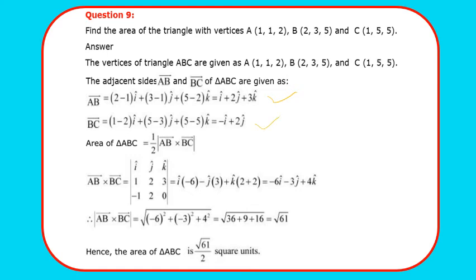Now we know that the area of triangle ABC is equal to half into the magnitude of AB cross BC. So AB cross BC equals determinant ijk 1 2 3 and minus 1 2 0. So expanding we get minus i into minus 6 minus j into 3 plus k into 2 plus 2, that is AB cross BC equals minus 6i minus 3j plus 4k. So the magnitude of AB cross BC equals under root of minus 6 square plus minus 3 square plus 4 square, which is equal to under root 61. Therefore the area of the triangle will be root 61 upon 2 square units. Clear? So pause and note down the solution.